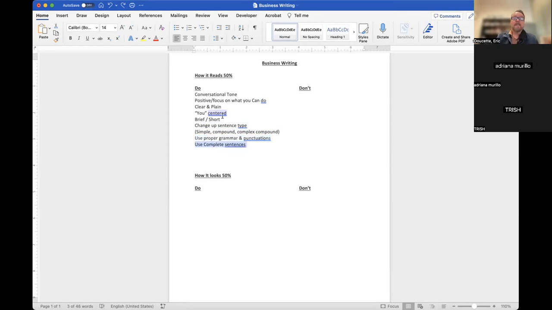Use complete sentences, so don't have run-ons or incomplete sentences. Make sure that it's a full sentence and has a subject and predicate and all those things that you learned about in English. A dependent clause and an independent clause; make sure it's an independent clause. It doesn't need anything added to it to make sense.